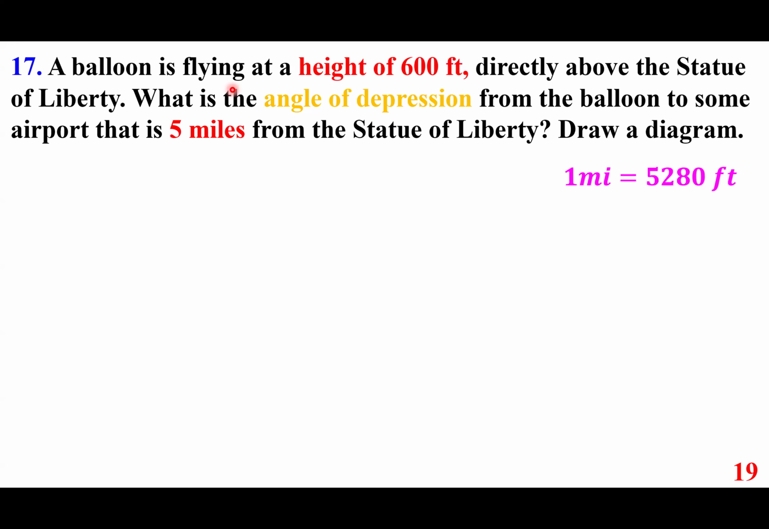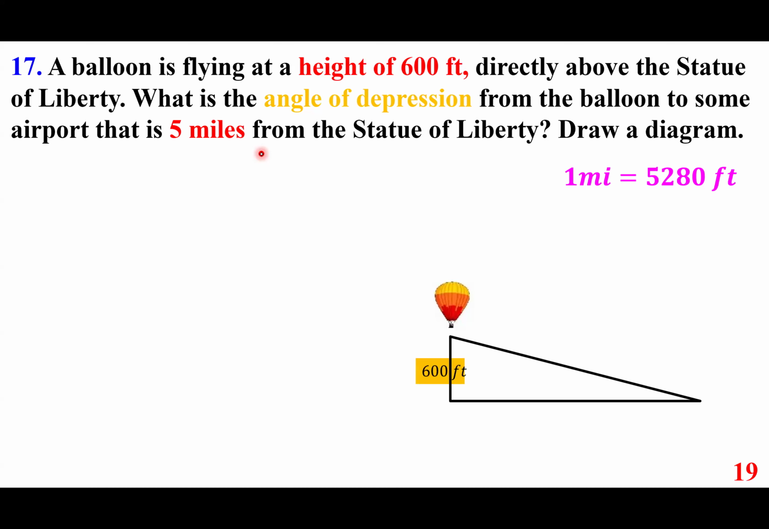A balloon is flying at a height of 600 feet directly above the Statue of Liberty. What is the angle of depression from the balloon to some airport that is 5 miles from the Statue of Liberty? Draw a diagram. So we have to really see how it looks. Without drawing the setting, we cannot see what's happening. So here's the balloon, 600 feet high. Here's the airport, 5 miles away.